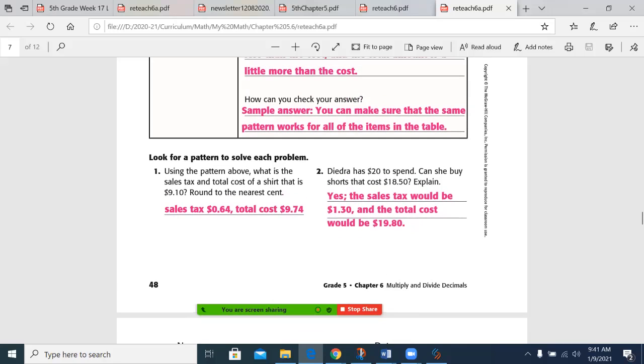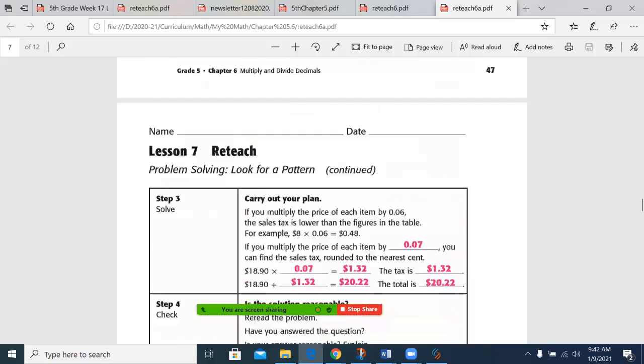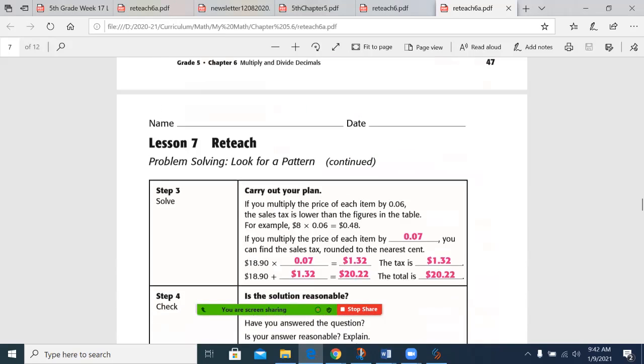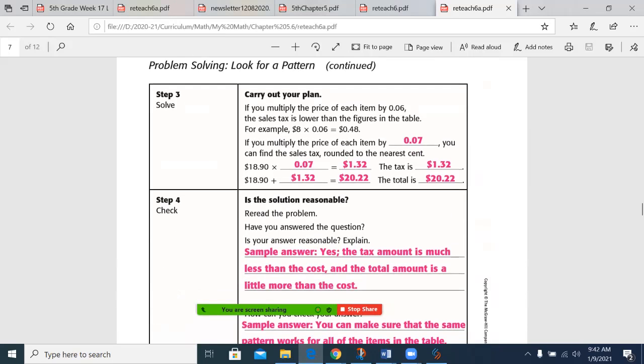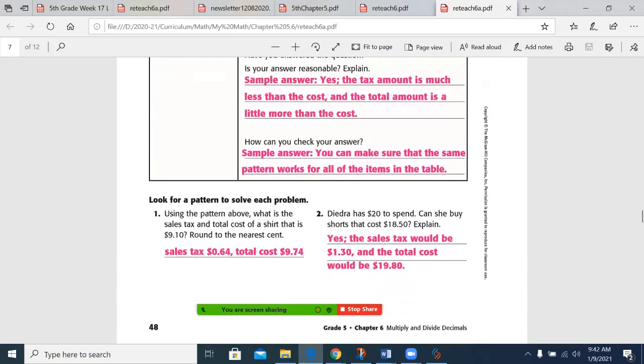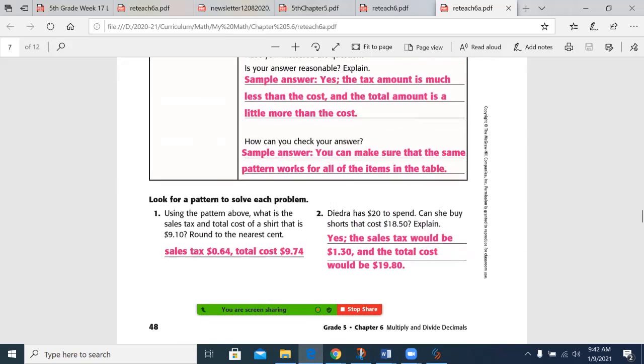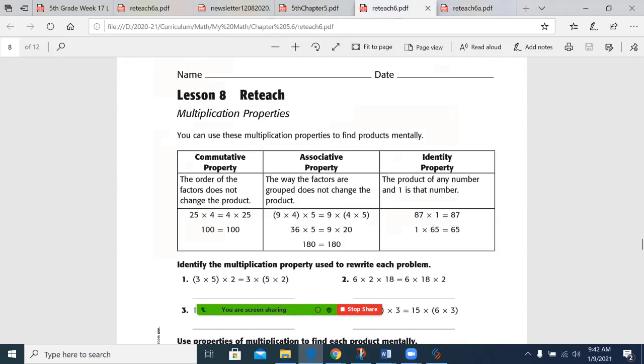And number two, the question was, Deidre has $20 to spend. Can she buy shorts that cost $18.50? So you had to take $18.50 times 0.07, which came out to about $1.30. You add it to the $18.50, which gave you $19.80. $19.80 is less than 20 bucks. If you'd been thinking pretty quickly, you could have also looked at the originally $18.90 and kind of known what the tax was going to be. Just a thought. All right, so let's go into today's lesson.